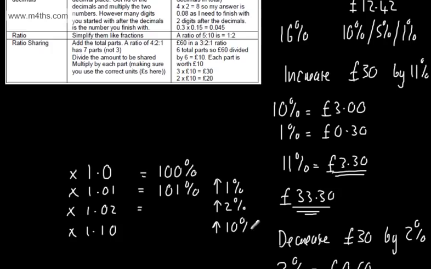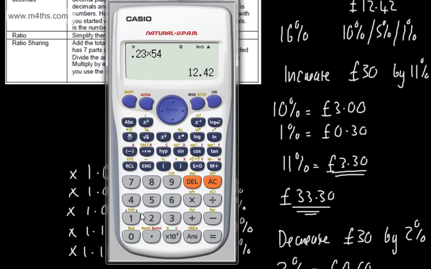So if I was doing this on a calculator, my multiplier now would be 1.11, and that's going to give me an 11% increase. So if this was a calculator question, all I do is go ahead and do 30 multiplied by 1.11. That's 111%, and that will give me my £33.30.